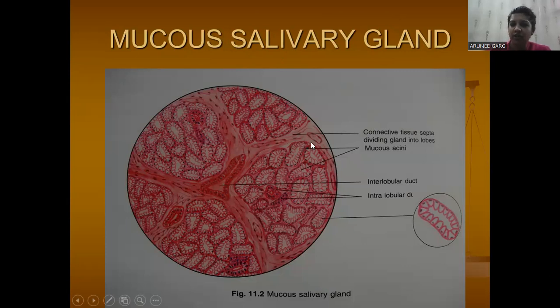The connective tissue septa dividing the gland into various lobes. Again, the interlobular duct between two lobules, and the intralobular duct. You can see the nucleus is close to the base of the cell, and the empty space which contains secretory granules filled with mucus.